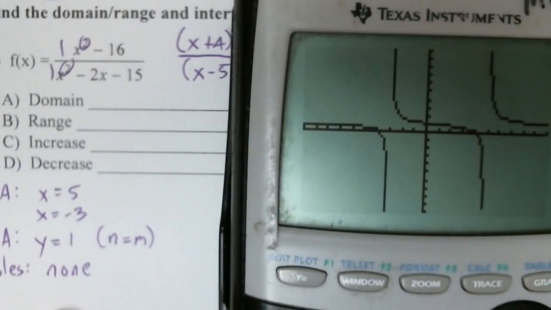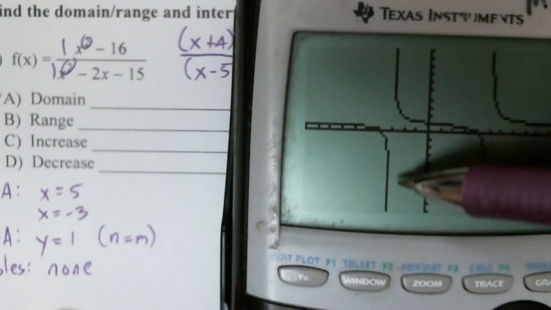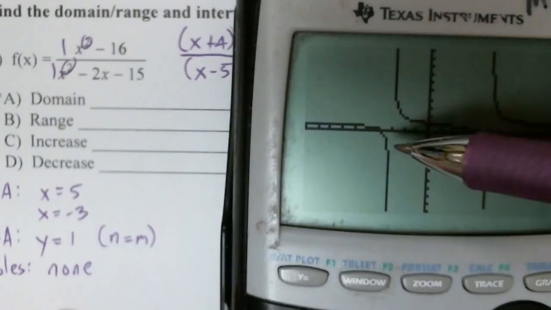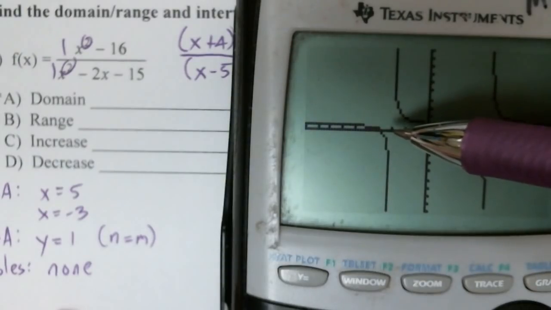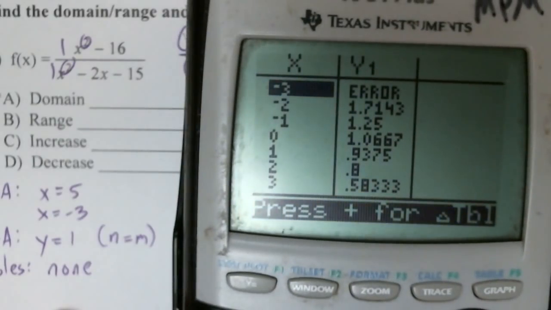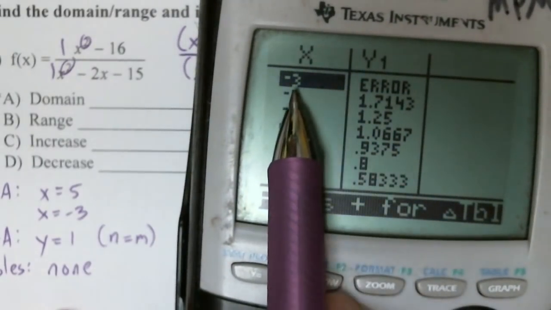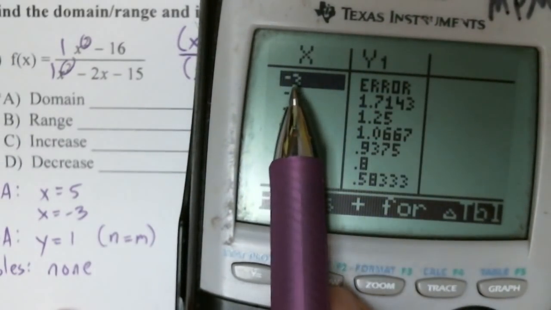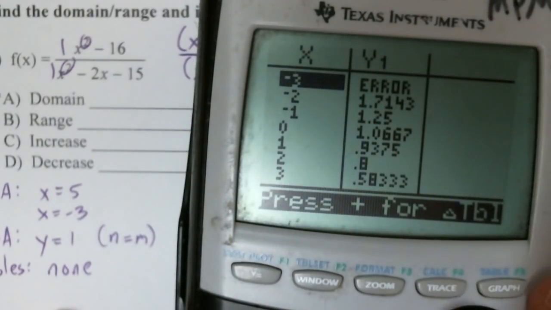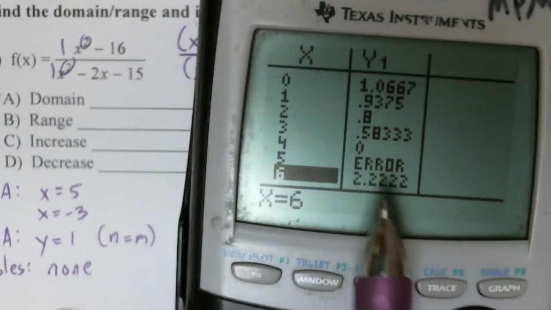My domain, where do I have x values? Remember, you will never have an x value at an asymptote or a hole. There's literally nothing there, because when x is negative 3, the graph is undefined. When I go to second table and look at my table, look at what your calculator says. It wants to explode. It doesn't know what to do when you stick in a negative 3. It's an error. It's undefined. Same thing at 5. If I scroll down here, the calculator doesn't know what to do.